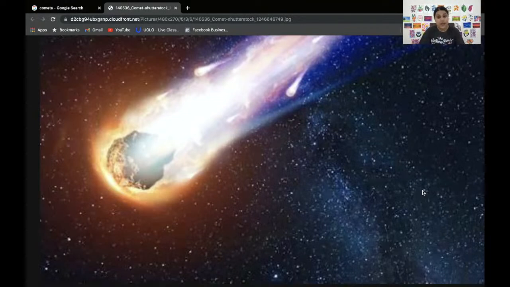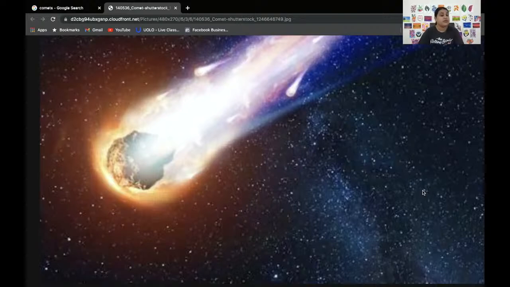Now, what about the size of the comet? The size of the comet is about as big as a small town. So let's say you are currently living in Bangalore, then it's probably almost one-fourth the size of Bangalore. This is how big the comet generally could be when it is completely frozen.